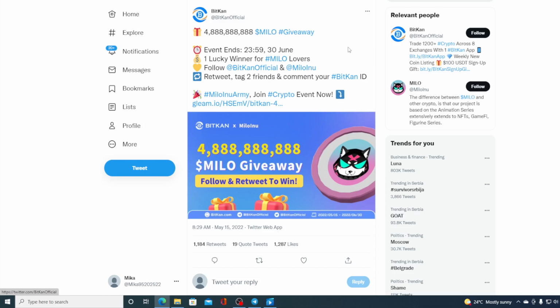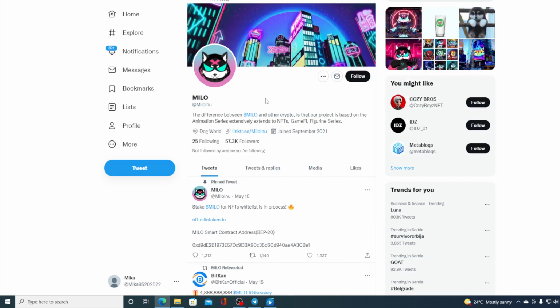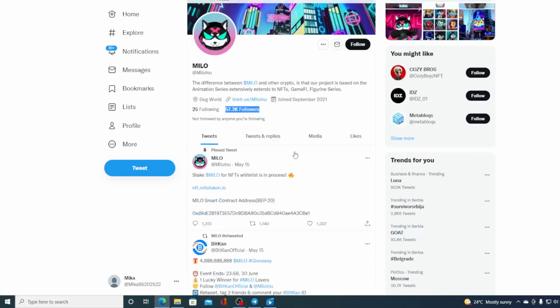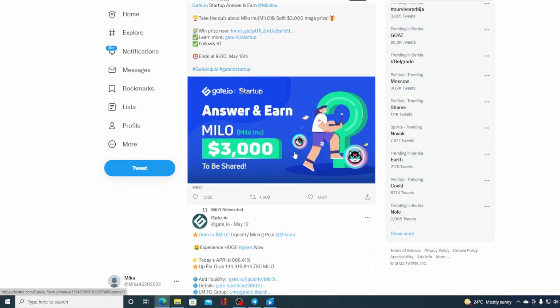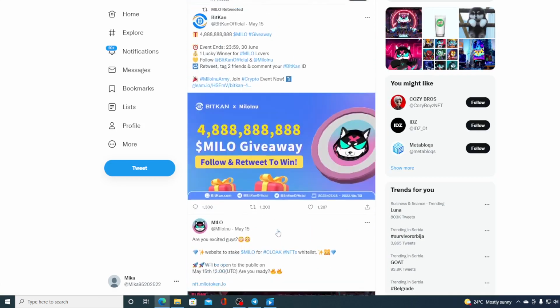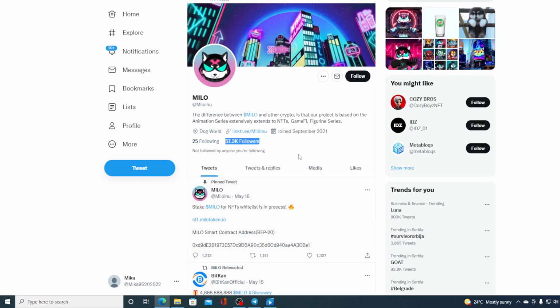Now, if we take a look at the Twitter page for Milo, you know how important community is for any meme token or a coin. We can see that they actually have 57.3k followers. This is an awesome amount of followers for such a young cryptocurrency. And over here you can see the latest tweets and retweets about what's new, what's going on, and how is all of that affecting the value of Milo Inu in the future.